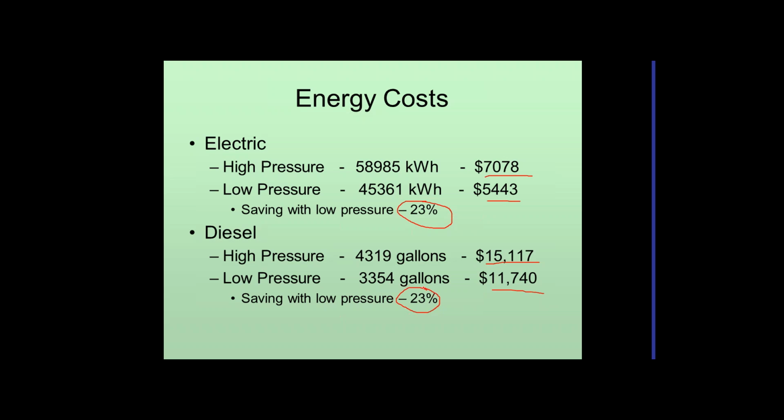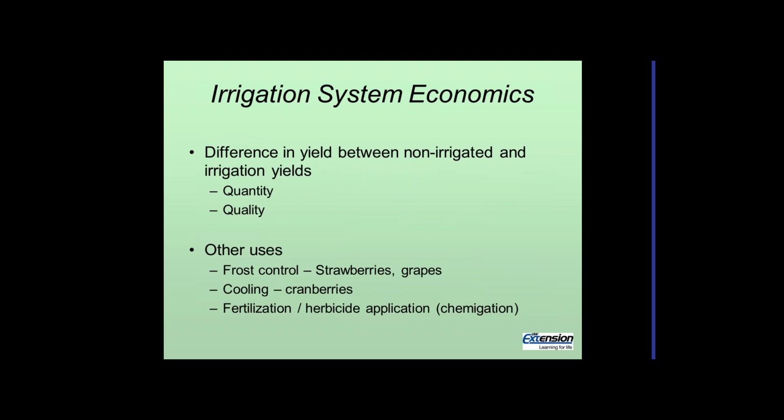So typically electric's going to be cheaper to run than a diesel generator. But some of that depends on whether the electric company has on-peak, off-peak rates or not, and if you have to use those.